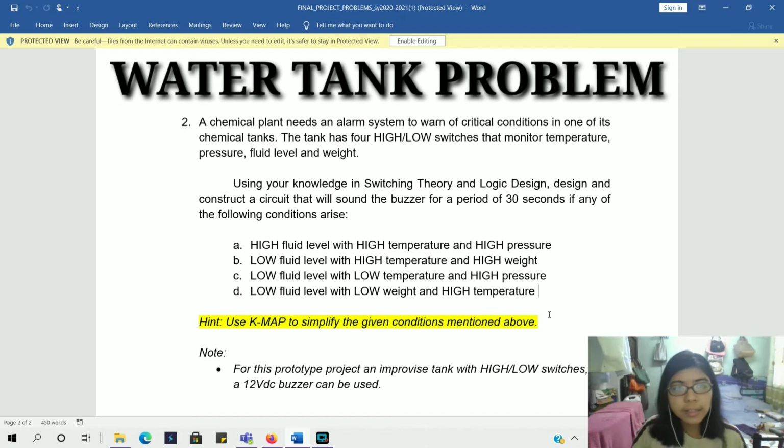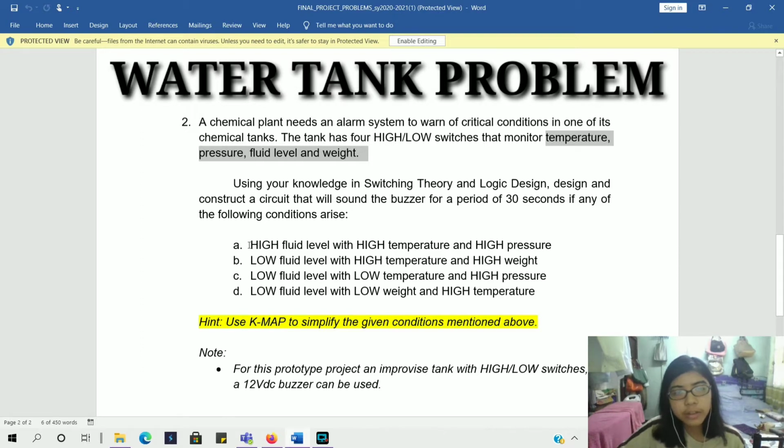So now that you have a brief idea and introduction about switching theory, I hope you're ready for the experiment. Let's start! We can see that a chemical plant needs an alarm system to warn of critical conditions. These conditions include temperature, pressure, fluid level, and weight, and these parameters have 2 states, which are high and low. Using our knowledge in switching theory and logic design, we will construct a circuit that will sound the buzzer for a period of 30 seconds if the following conditions arise.